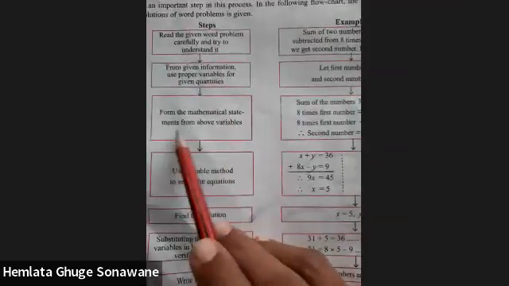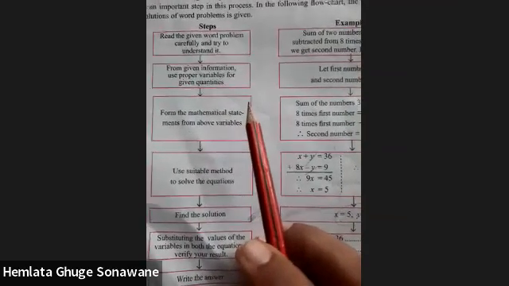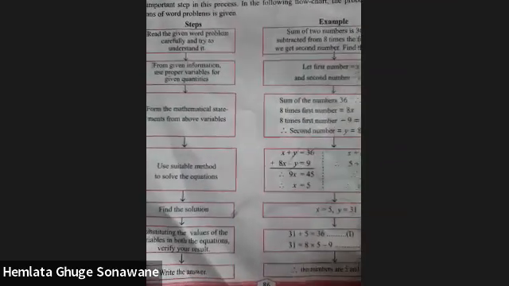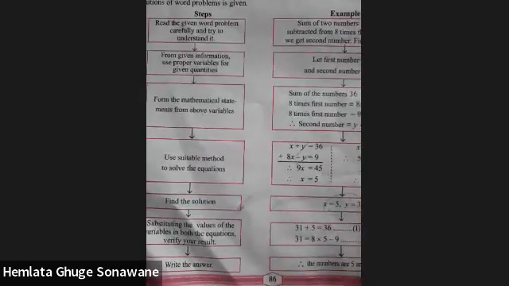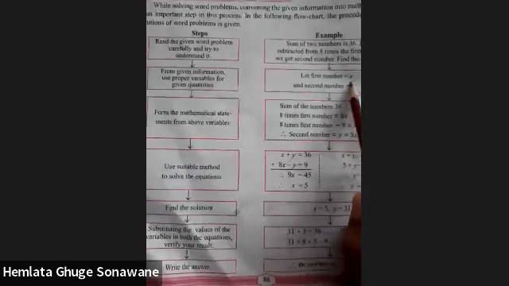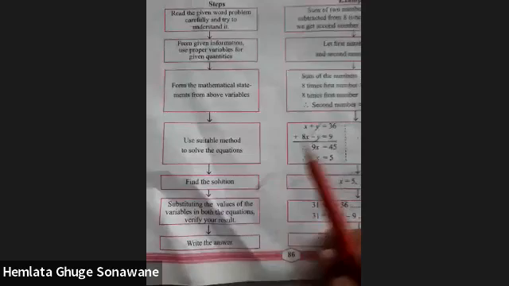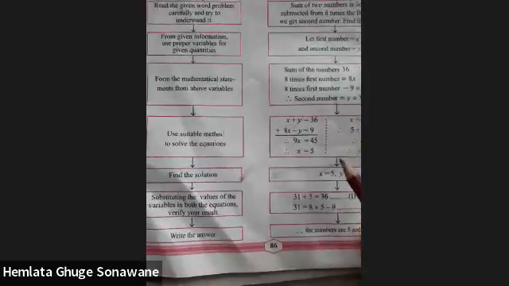Now from the mathematical statement, we have to form the equations. We have to take these variables and form the mathematical expressions, that is, simultaneous equations, so that we'll get the values of x and y. That will be our answer. As we have considered earlier, we have to use a suitable method and find the solution. We have to subtract or add the given equations. We will get the values of x and y.